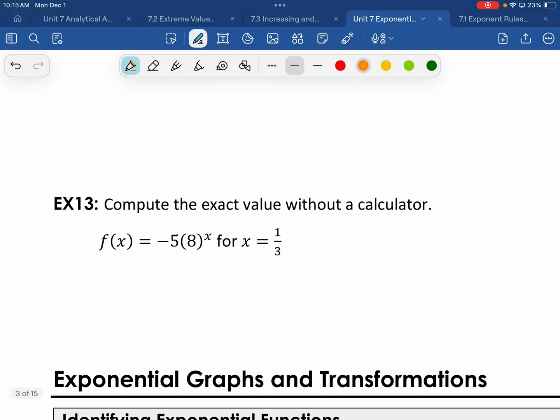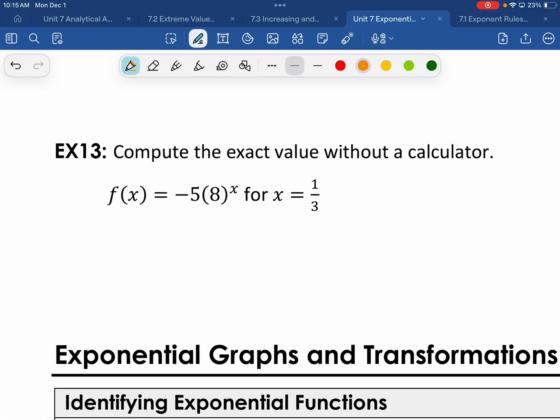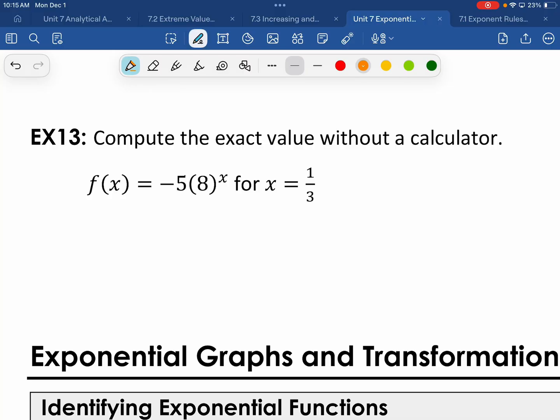And then the only other question I wanted to go over here is 13. Not because it's hard, just because it's asked differently. It says compute the exact value without a calculator. And it says f of x equals negative 5 times 8 to the x for when x is 1/3. So all you're going to be doing is taking 1/3 and plugging it in for the x.